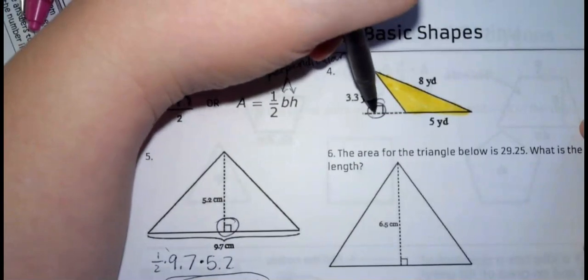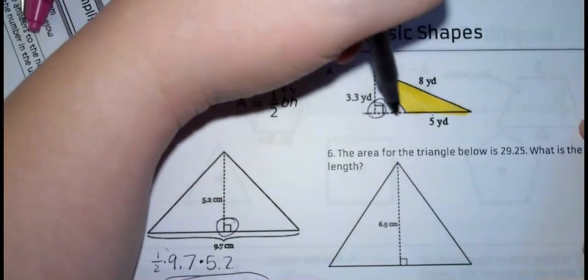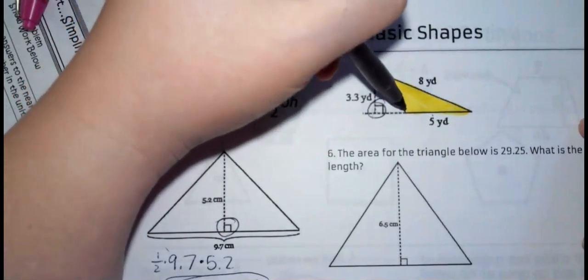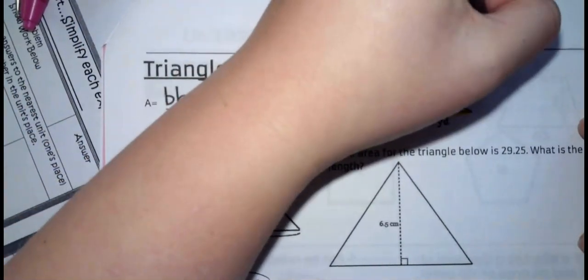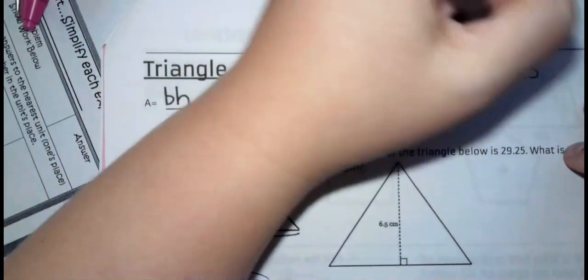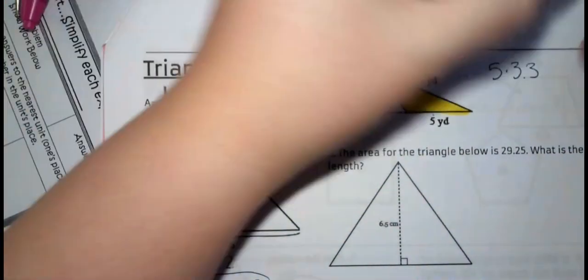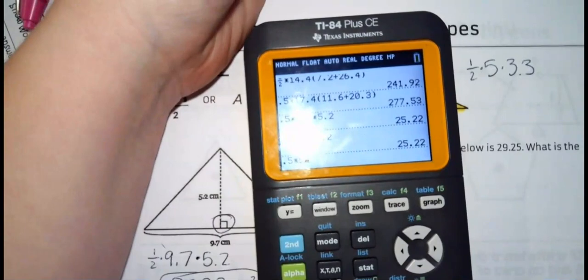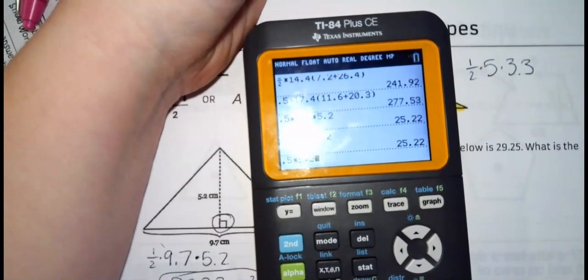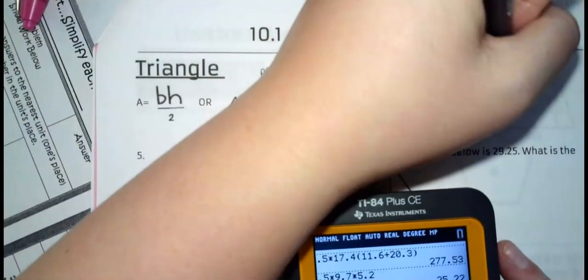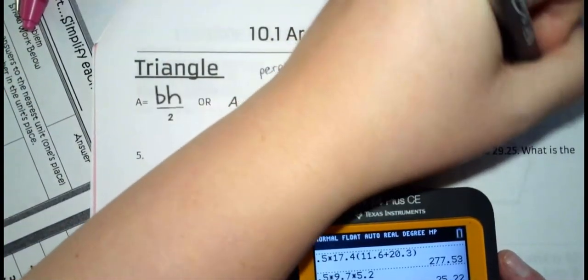So this height still has to be perpendicular even though you're not looking for this area right here. So the distance from here to here is 5. So 5 times 3.3 and then multiply that by 1/2, or you can divide it by 2. Like divide the whole thing because it's the same thing. So 0.5 times 5 times 3.3, you get 8.25. But I just wanted to show you that picture because it's different.